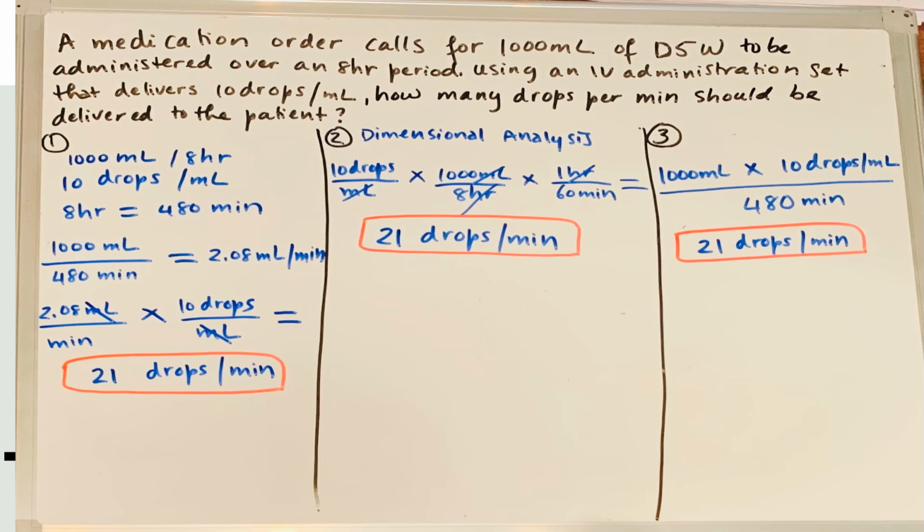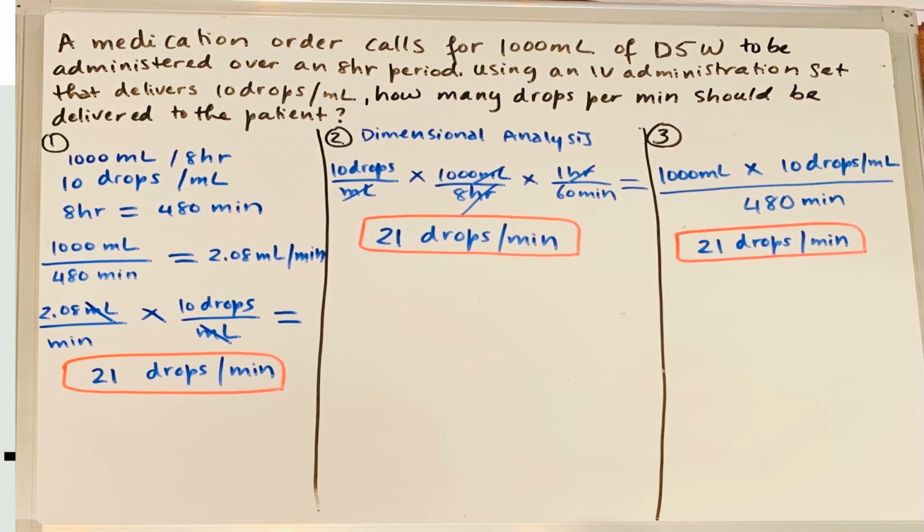Let's look at this problem closely. So what are we given? We're given 1000 ml of D5W administered over an 8-hour period. So we'll need to convert the 8 hours to minutes. So it's 8 hours times 60, that's 480 minutes. So that means it's 1000 ml over 480 minutes. So 1000 divided by 480 gives us 2.08 ml per minute. So that's the rate in ml per minute.